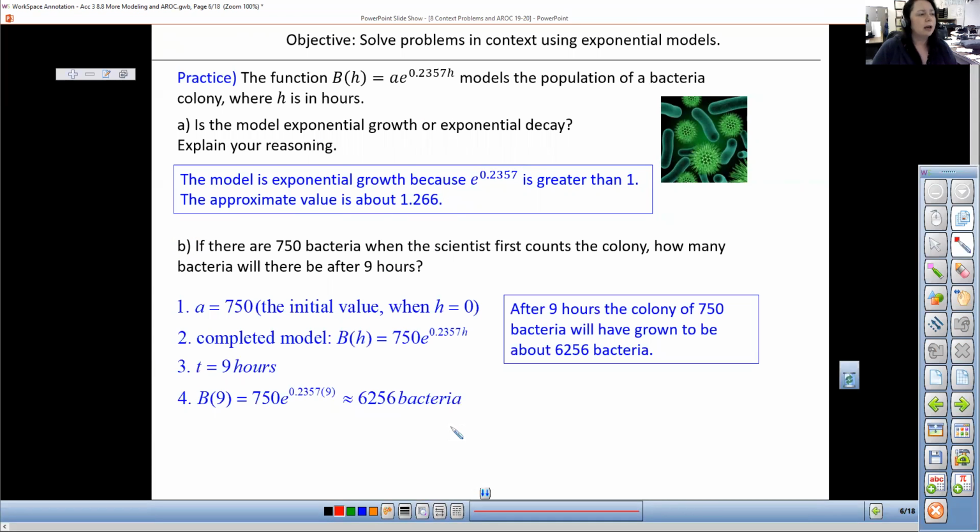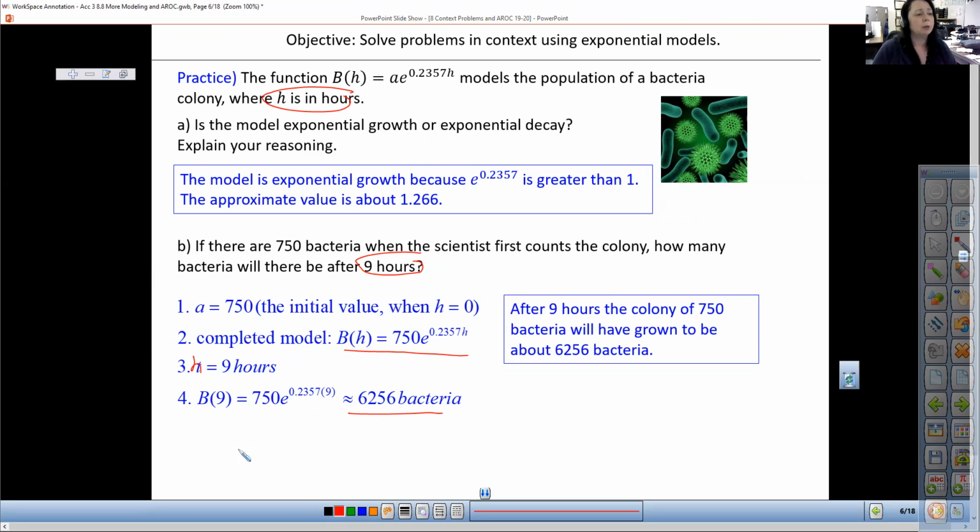All right, so this shows how it works out, that A is the 750. That's your starting amount to finish the model. And then here, your time, this uses T. I guess that technically should be an H. Our H is 9 hours and H is in hours, so no conversion was necessary. And then doing the math, hopefully you came up with about 6,256 bacteria. This is rounded to the nearest whole number because bacteria is a living organism, so it makes the most sense.